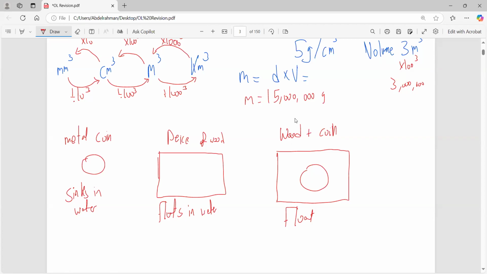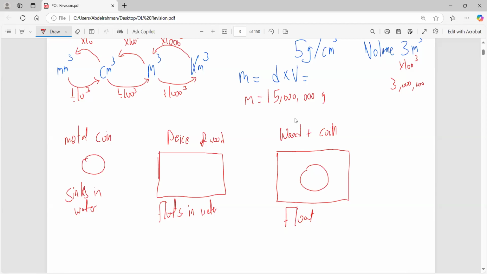You cannot say that the weight has decreased. You cannot say that the mass has decreased. You cannot say that the weight is less than the water. You cannot say that the density of the wood is less, because this is not wood alone. This is the piece of wood and the coin.